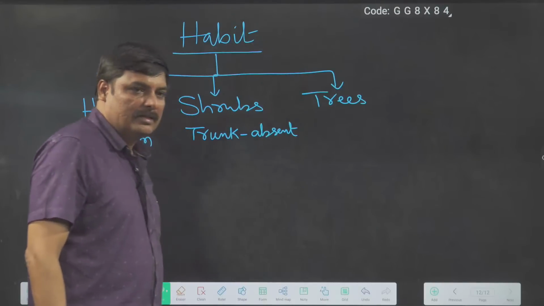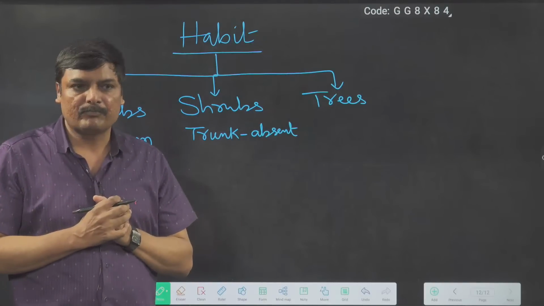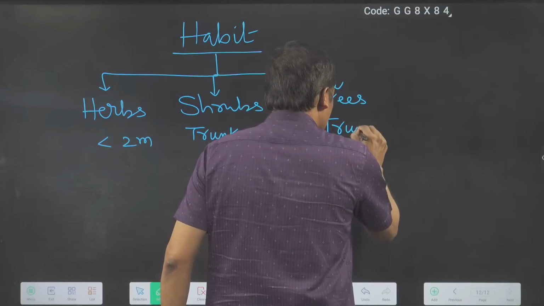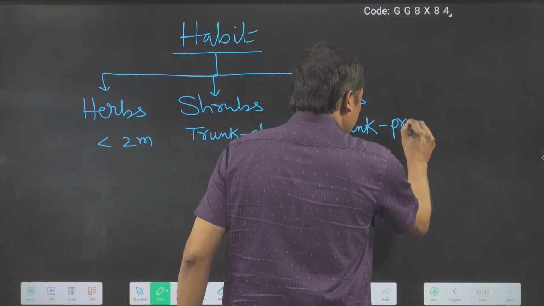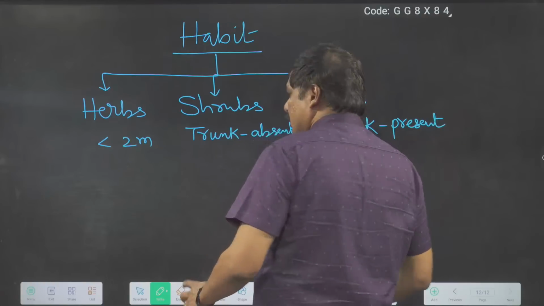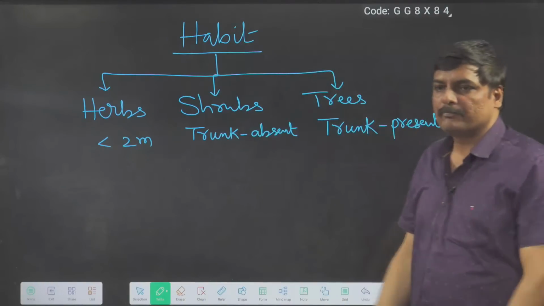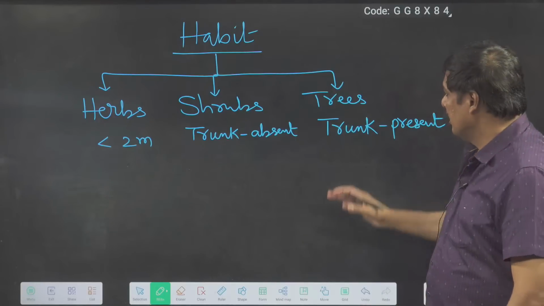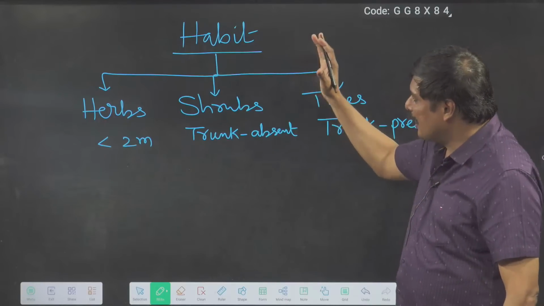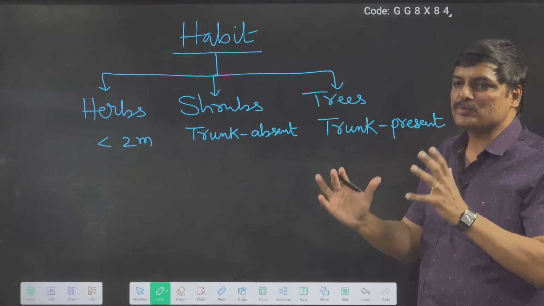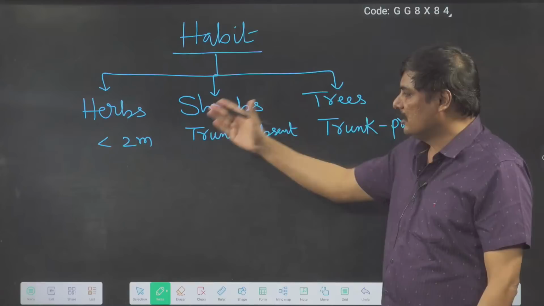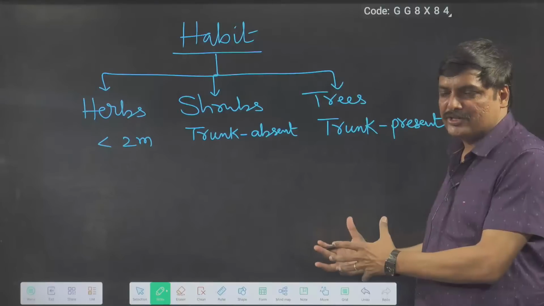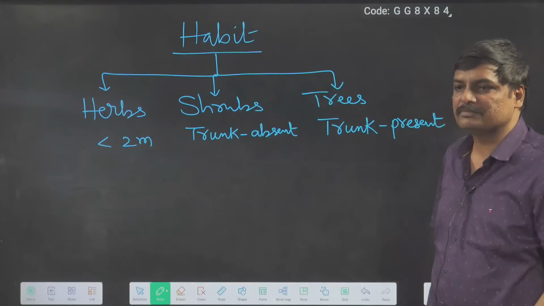And similarly, trees. These are large plants. These are having trunk. They may be branched or unbranched. Okay? Based on the habit, the angiosperms are classified into three groups, namely herbs, shrubs, and trees. They show a lot of variety, variations, diversity in this aspect.